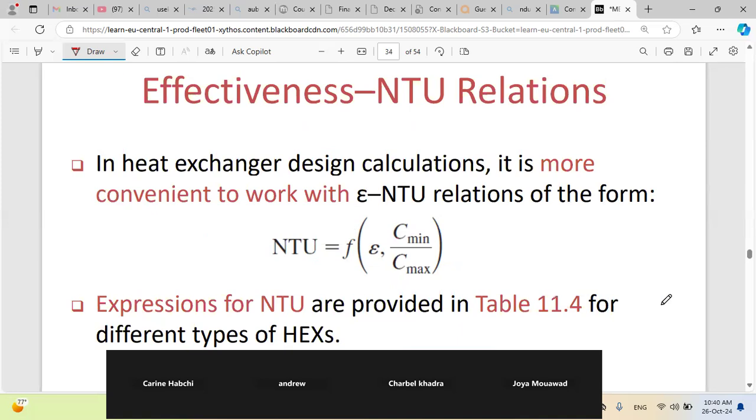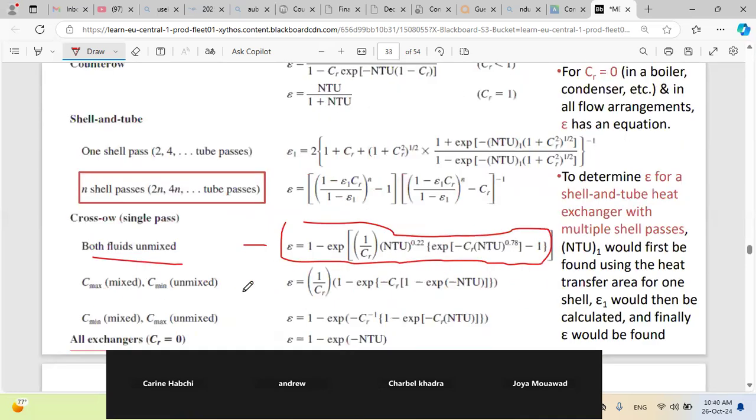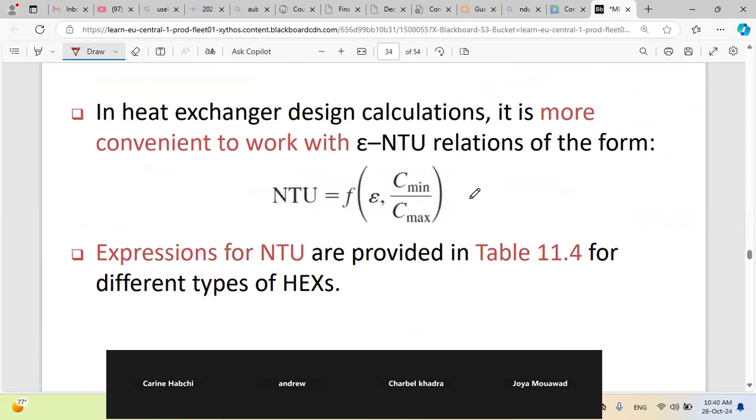So in this case, we need another relation, because as you can see, these equations are really complex. So here epsilon is defined as a function of CR and NTU. What if I know epsilon and I want to find the NTU? The functions here are really complex. That's why we need to define NTU as a function of epsilon. So in case I know epsilon, I will not need to use these formulas. I will need to use a formula in the following form: NTU equals a function of epsilon and C minimum over C max.